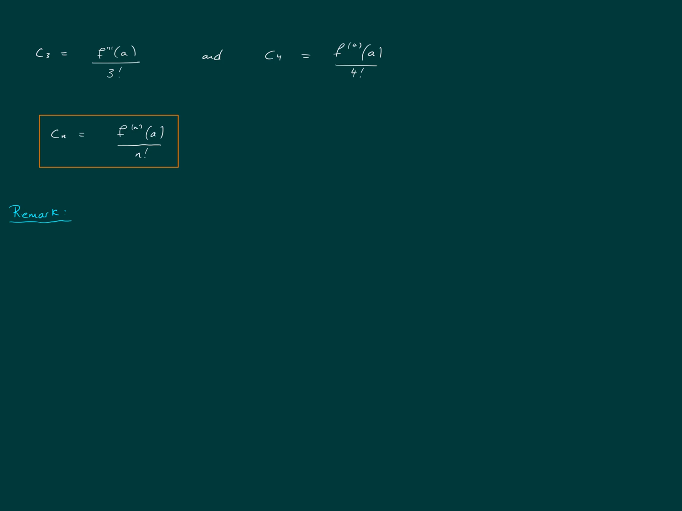So, remark. We have shown that if f has a power series expansion at a point a, an element of R, then it is unique. Okay, so if f has a power series expansion at a point, it is unique. This is stated more explicitly as a theorem in your lecture notes on page 5, so I'd advise you to look at that. Okay, so with this remark in mind, we're going to make the following definition.